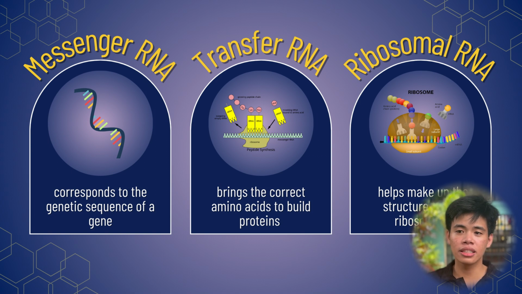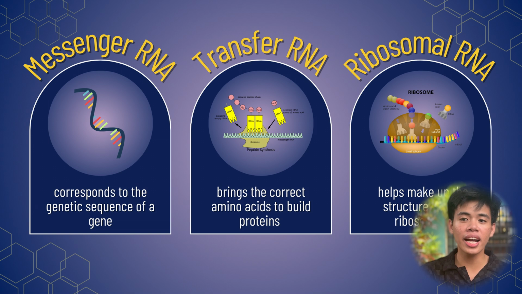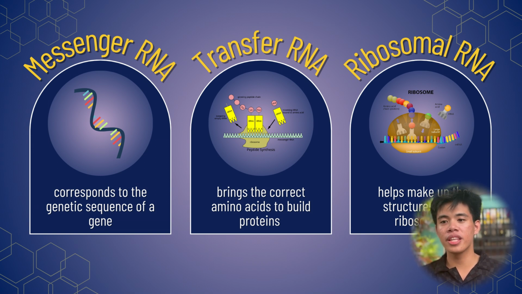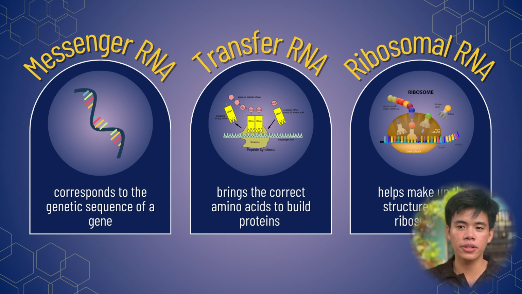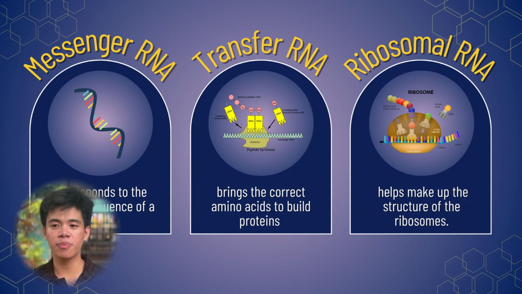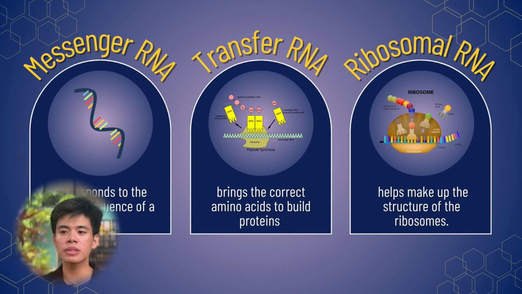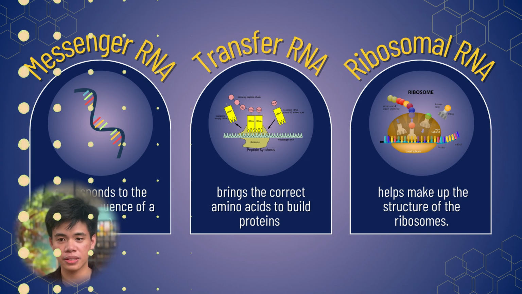But since DNA stays in the nucleus and doesn't leave, that's where RNA comes in. RNA is smaller and single-stranded, so it can move through the nucleus. A specific RNA called messenger RNA copies the messages of DNA and brings them to the ribosomes to make proteins. There are other types of RNA too. Transfer RNA brings the correct amino acids to build proteins, and ribosomal RNA helps make up structures of the ribosomes.